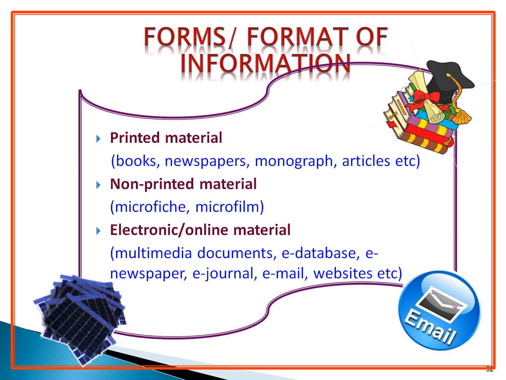Next, we take a look at the forms or format of information. So meaning that the way the information is arranged or set out, or put into a format. So this is what we call a format. The way in which information is arranged can be divided into three ways: information in a printed material, information in non-printed material, and information in an electronic or online material.